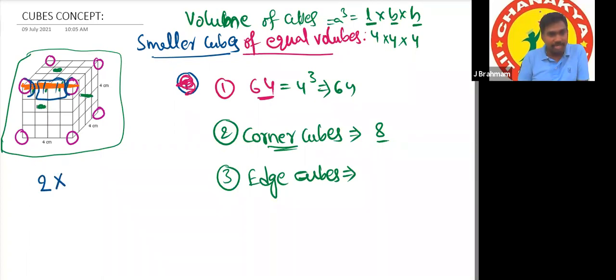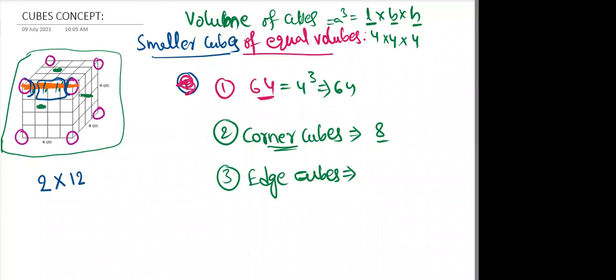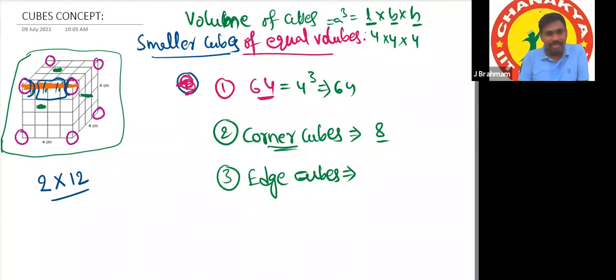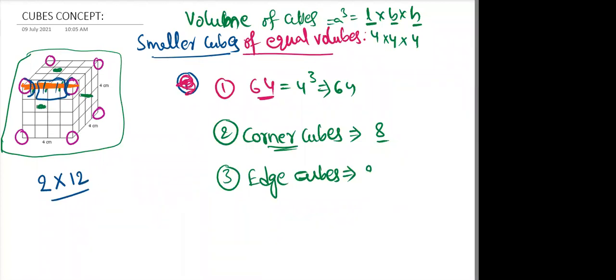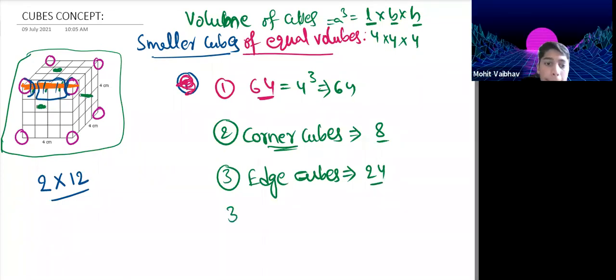In total, how many edges are there? 12 edges are there. In total, how many edge cubes will there be? 24. Okay, 24.